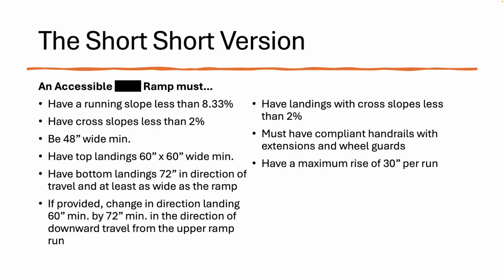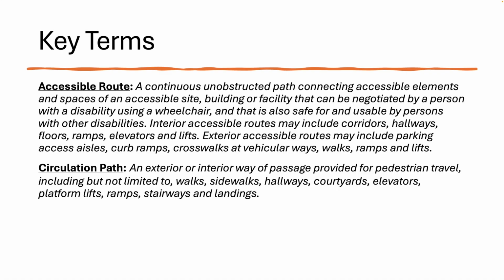Ramps must have landings with cross slopes less than 2%. Ramps must have compliant handrails with extension and wheel guards, and must have a maximum rise of 30 inches per run. All right, so that's the short version. Let's get into the details. Actually, before we do that, we're going to define some key terms.